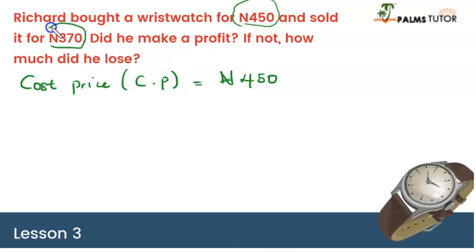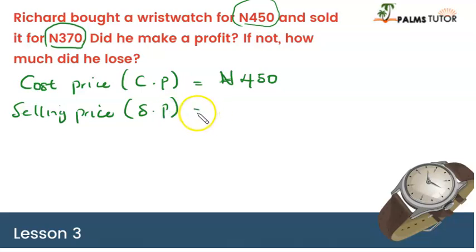This is another numerical information. And the selling price, we can also write as SP. I think that's what we'll be doing from now, right? SP is 370 naira. Now, the first question says, did he make a profit?